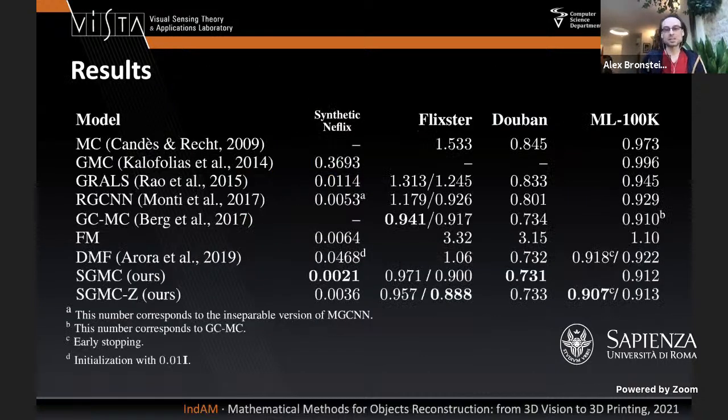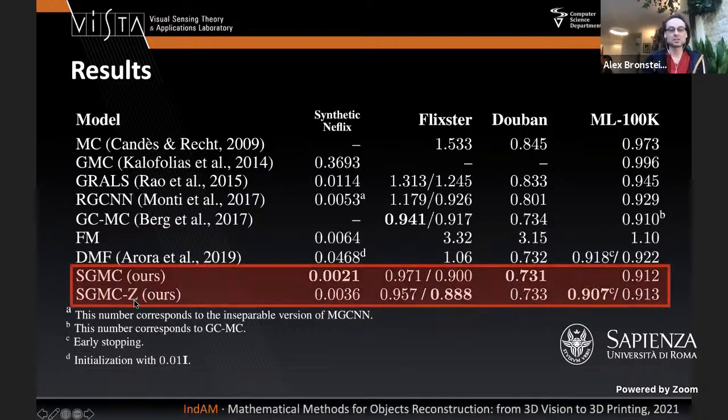So we'll show you some results. First of all, on recommender systems. These are just standard benchmarks for recommender systems. SGMC and SGMC with the zoom out loss are reported here. The errors are mean squared errors on these matrix completion tasks.